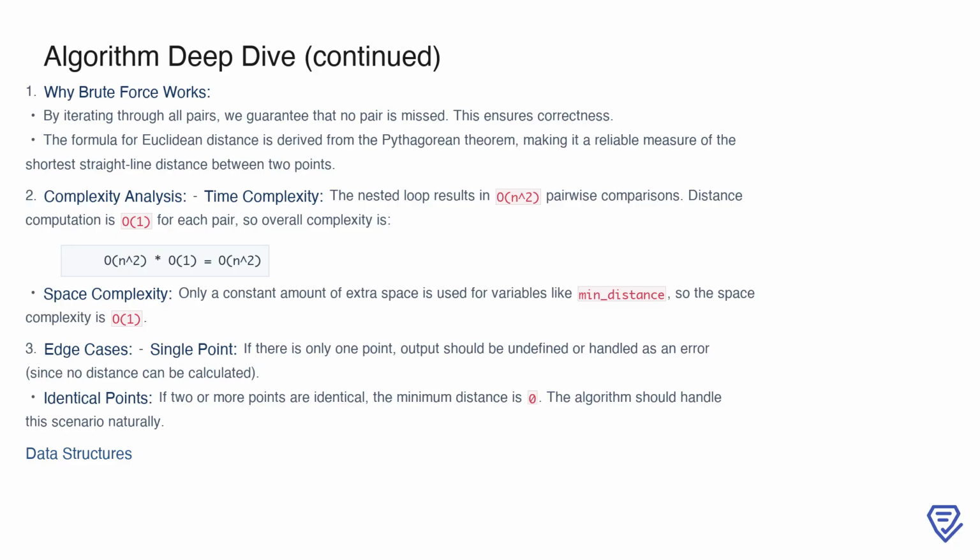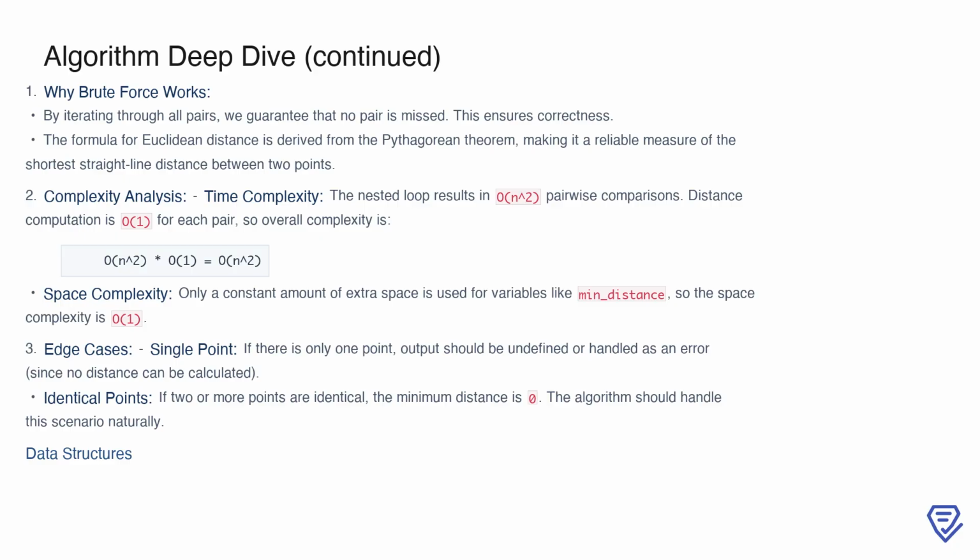Now, let's analyze the complexity of this approach. The nested loop structure means we compare each point with every other point, leading to a time complexity of n squared. The computation of the distance for each pair is a constant time operation, so the overall time complexity remains n squared. In terms of space complexity, the algorithm uses only a constant amount of extra space for variables like min_distance, resulting in O(1) space complexity.